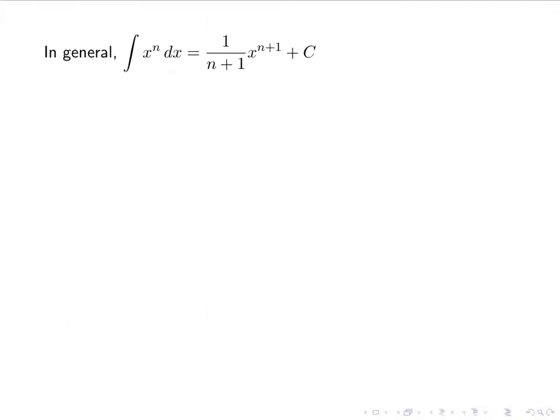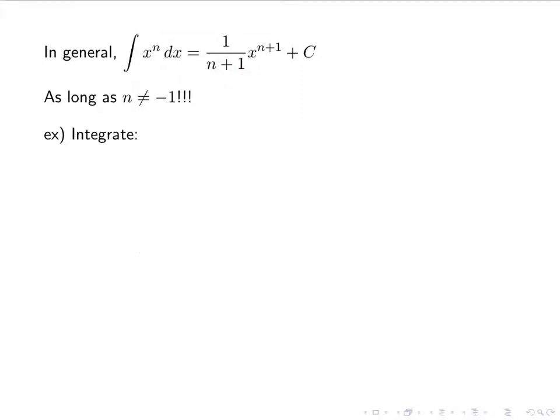And in general, the integral of x to the n dx equals 1 over n plus 1 times x to the n plus 1 plus a constant. This is true as long as n is not -1. So remember, x to the -1 is 1 over x. So this doesn't work for the integral of 1 over x dx. You'll learn that in Calc 2 if you take it. And that's because you would be dividing by 0 here.